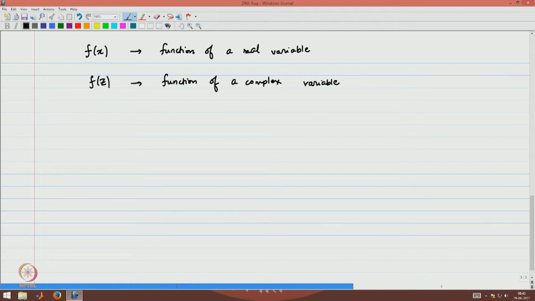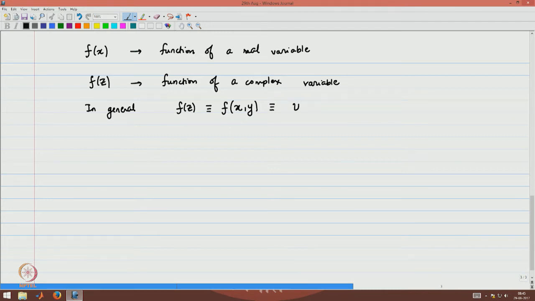Okay. And now we can say that in general, f of z, where z is an ordered pair of 2 real numbers, is like a function of x y. Now, in general f can be complex.